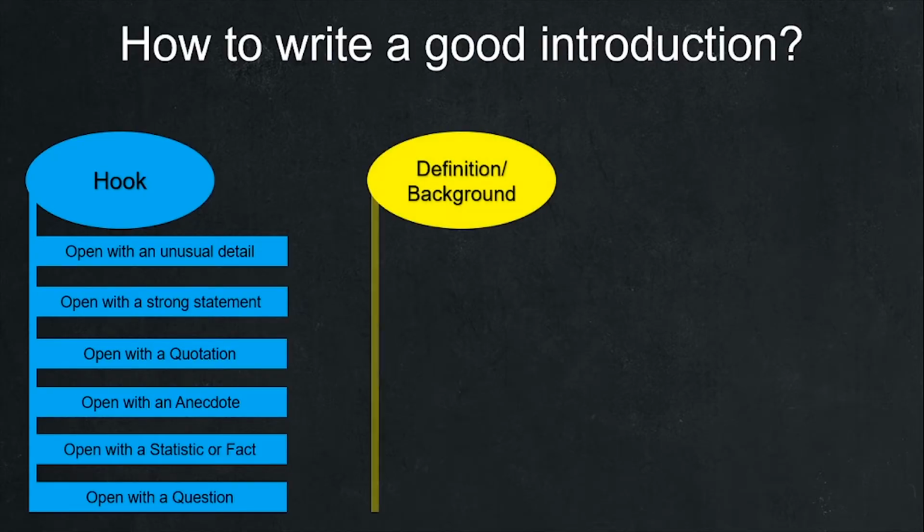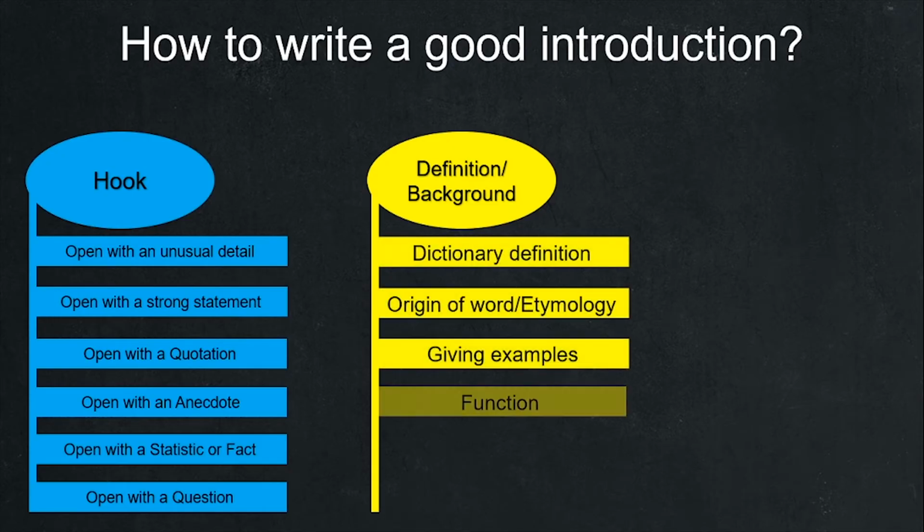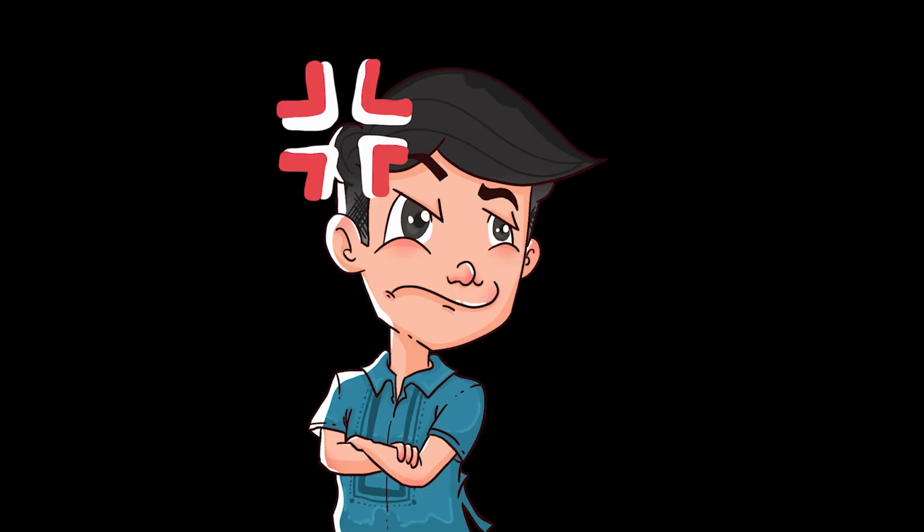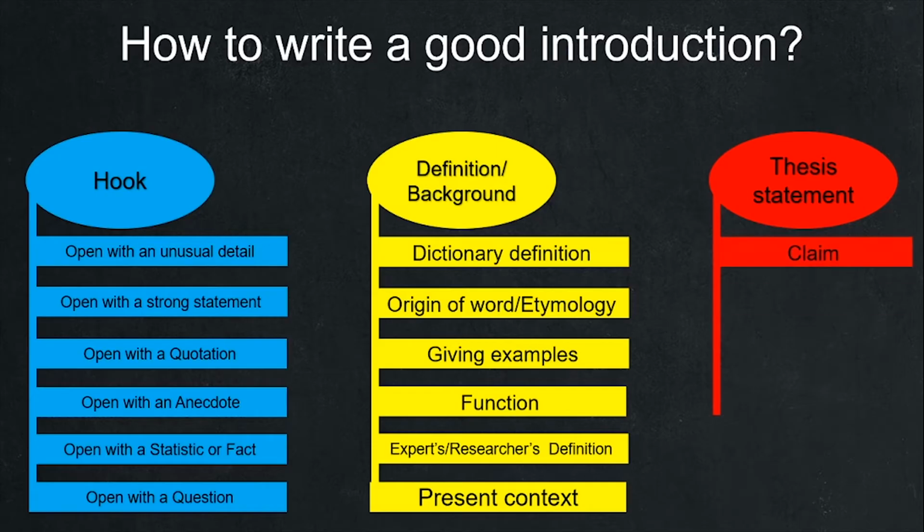Second part of a good introduction is giving definition and background of the topic. Now writing your definition or your background could be one of these: dictionary definition, origin of words or etymology, giving examples, giving the function, experts or researchers' definition, or present context. And lastly, we have the thesis statement.